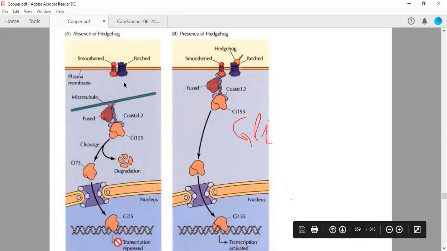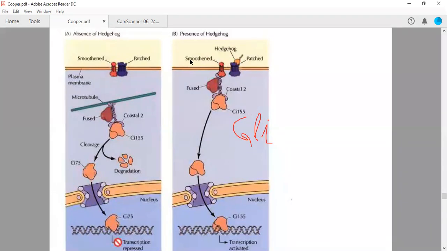Because there is no signal, the genes which are under the control of CI-155 are repressed by CI-75. But suppose there is a signal. The signal will come and bind to the patched protein and free the smoothened protein. Smoothened will then interact with certain cytosolic proteins, costal 2, fused, and most important CI-155 in Drosophila, whereas in humans this protein is replaced by the GLI protein.